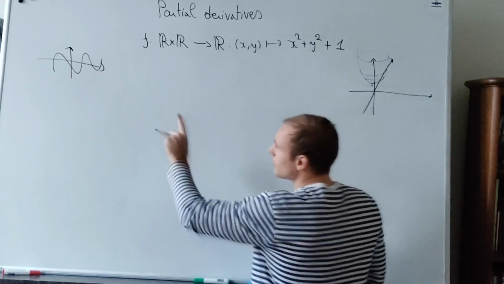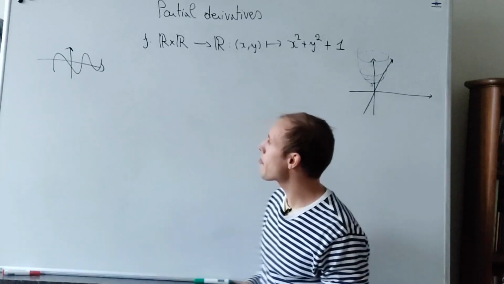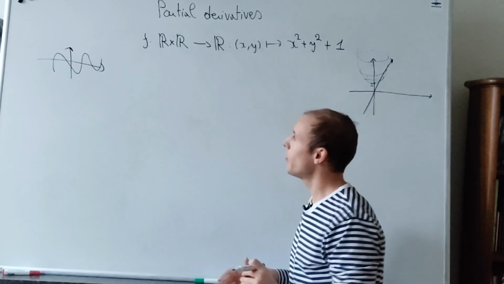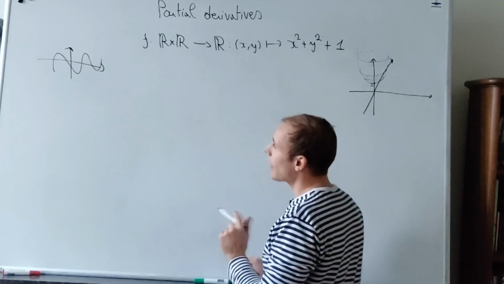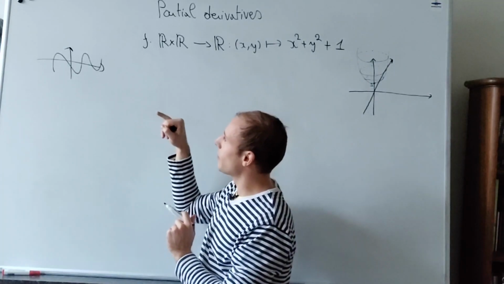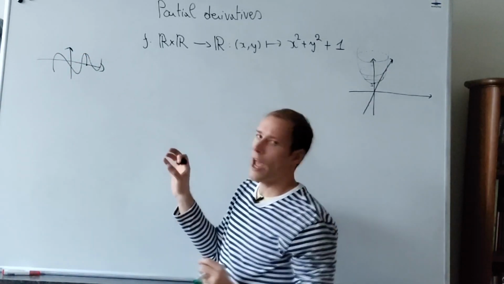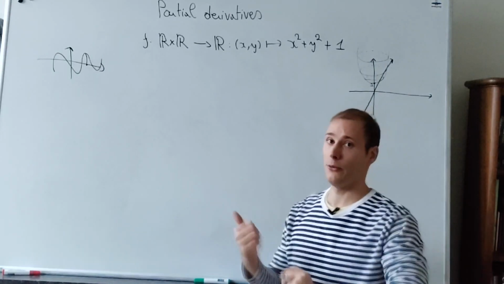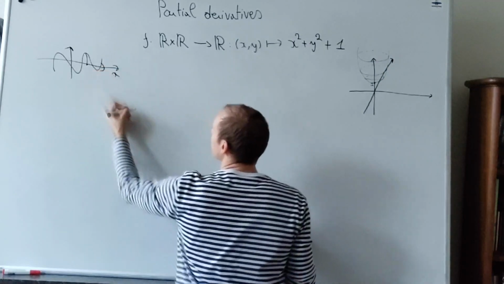Here I drew just the graph of a function from R to R. And remember that for the derivative of this function, we were interested in how steep was the ascent or the descent. And actually this has to do with if we fix a point here and we ask ourselves what happens with the function if we go a little bit to the left, and what happens to the function if we go a little bit to the right, because we only have one direction, namely the x direction.